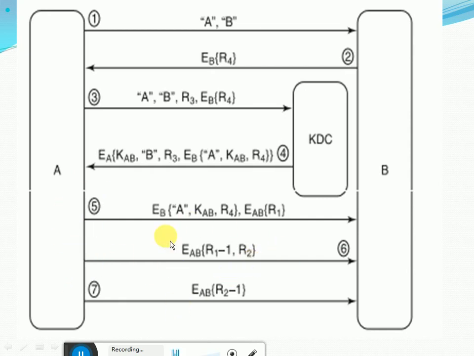The moment A gets this information, it decrypts. It will come to know that this is the one which is done by B, because anyway it was encrypted using a session key. And it will also do the same thing: it will decrement the R2 by 1 and send it back. It is something like an acknowledgement of receiving this. So the moment the seventh message gets exchanged between A and B, the authentication process is completed.